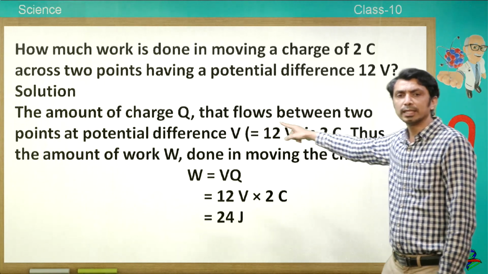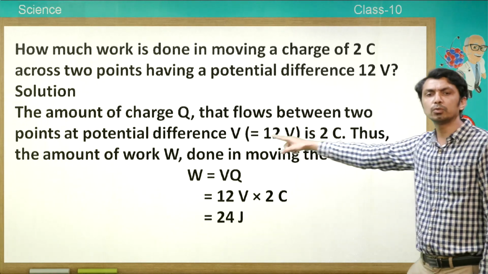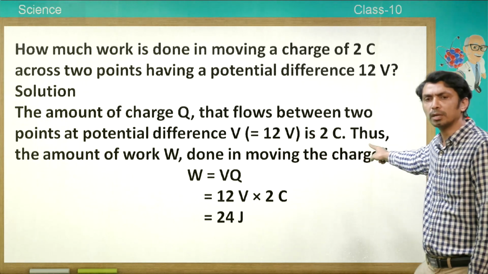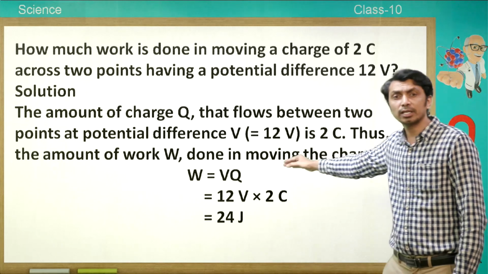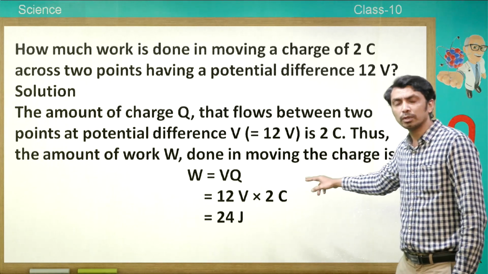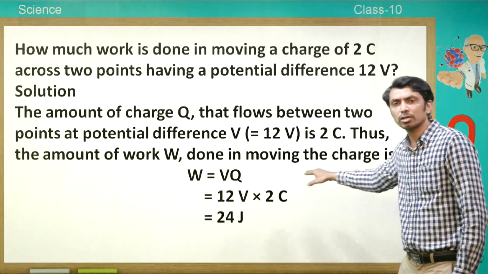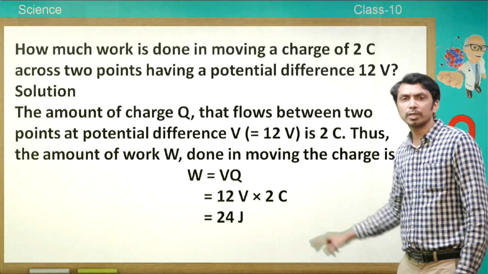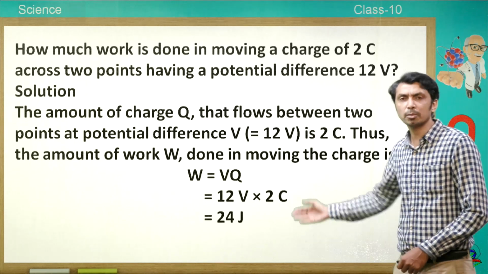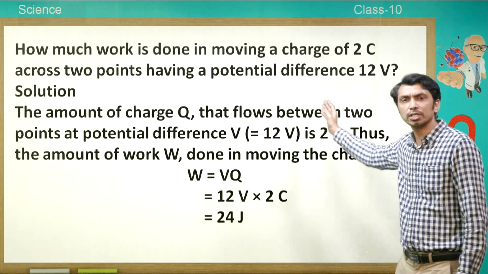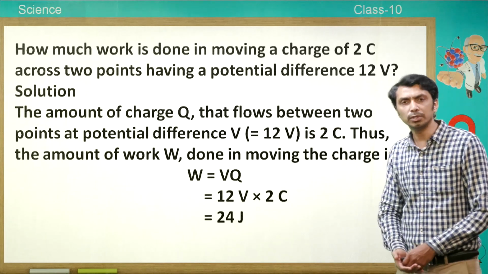So, the amount of charge Q that flows between 2 points at potential difference V equal to 12 volt is 2 coulomb. Thus, we can calculate the amount of work done by using W is equal to V into Q, because V is equal to W by Q. By cross multiplying we get this. So, 12 volt into 2 coulomb, that is 24 joule. That is the amount of work done to move 2 coulomb of charge in a potential difference of 12 volt.